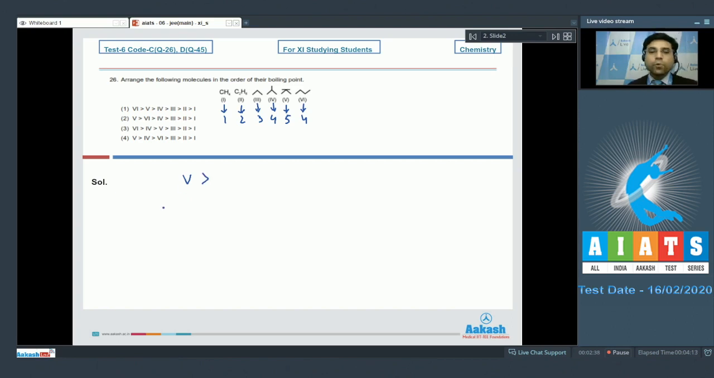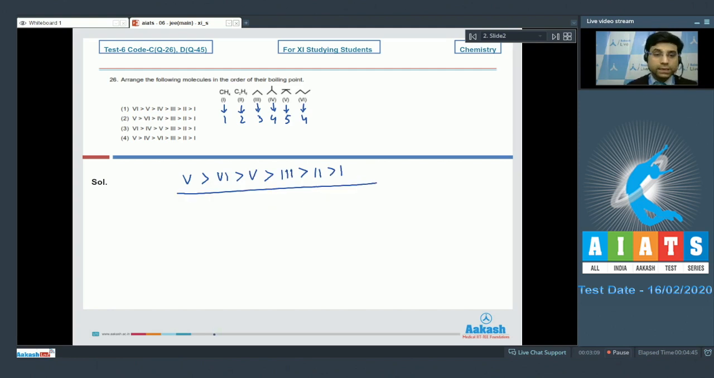Then we can see 4th and 6th both have 4 carbon atoms. Now among isomeric alkanes, the alkane which has more branching will have lower boiling point. So the 4th one has higher branching than the 6th one. Hence the 4th compound will have lower boiling point than the 6th compound. Then we have 3 carbons in 3rd, 2 carbons in 2nd, and only 1 carbon in 1st. So this will be the order.